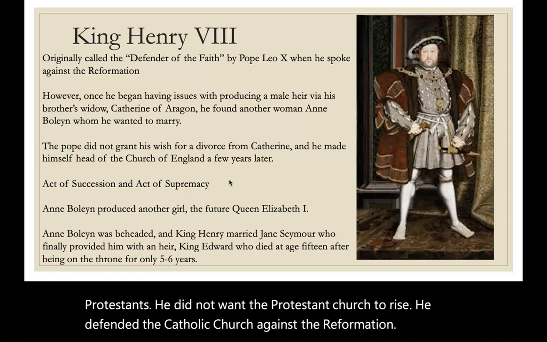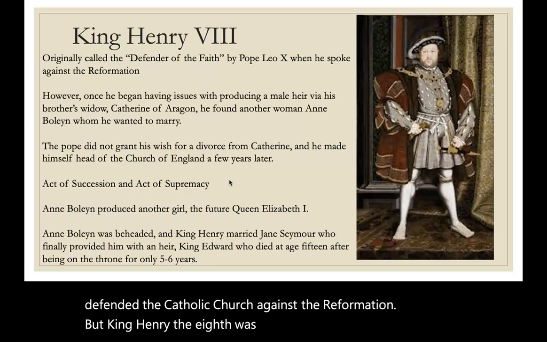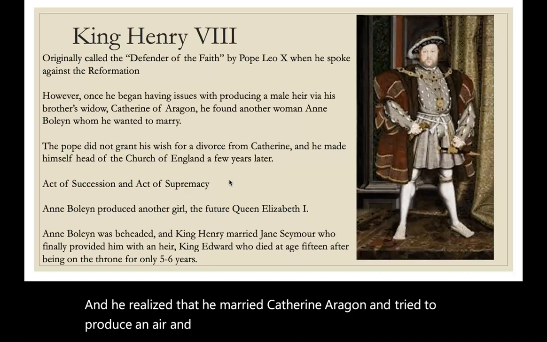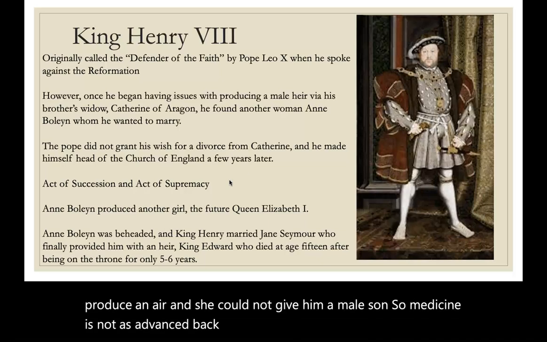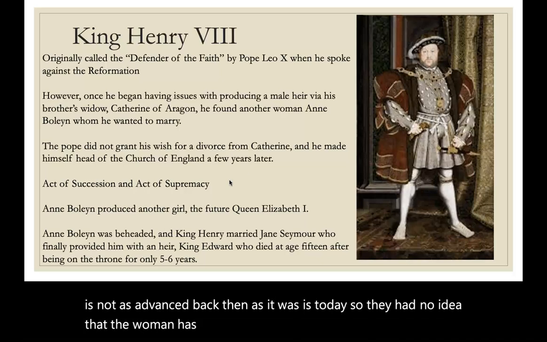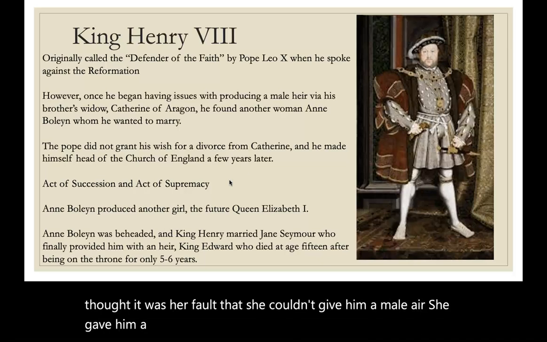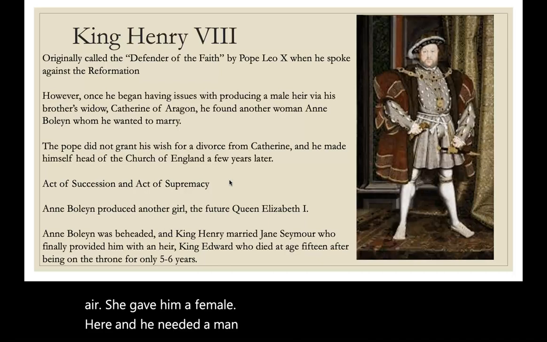But King Henry VIII was a selfish, self-serving man. And he realized that he married Catherine of Aragon and tried to produce an heir, and she could not give him a male son. Medicine was not as advanced back then as it is today, so they had no idea that the woman has no power in what sex a baby is. So he thought it was her fault that she couldn't give him a male heir. She gave him a female heir, and he needed a man to ascend the throne when he died.